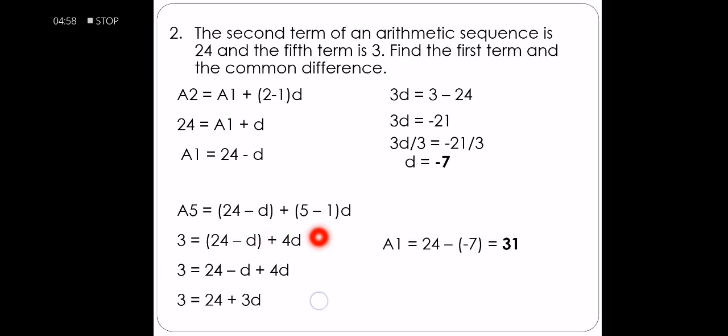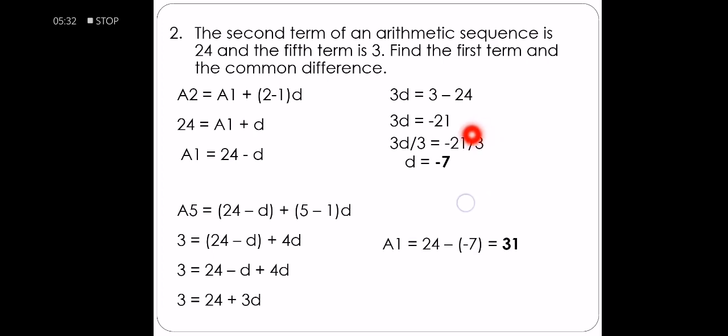3 equals 24 plus negative d plus 4d is positive 3d. So we have 3 equals 24 plus 3d. So ililipat lang natin si 24. Pagkasamahin natin si 3 at si 24, kung positive siya, magiging negative si 24. So 3d equals 3 minus 24. 3d equals negative 21.